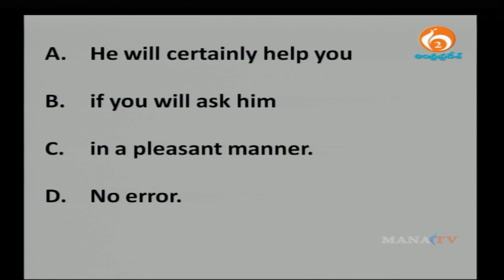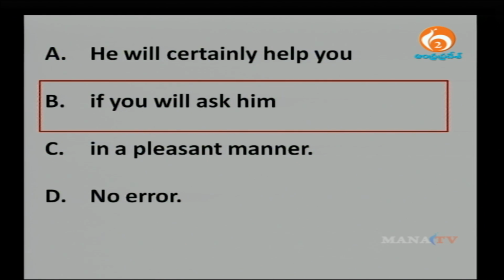He will certainly help you if you will ask him in a pleasant manner. So, the word will is repeating here. He will certainly help you if you ask him in a pleasant manner. The will is not needed here.